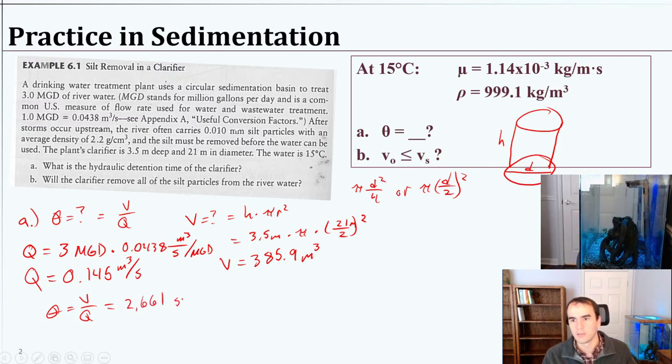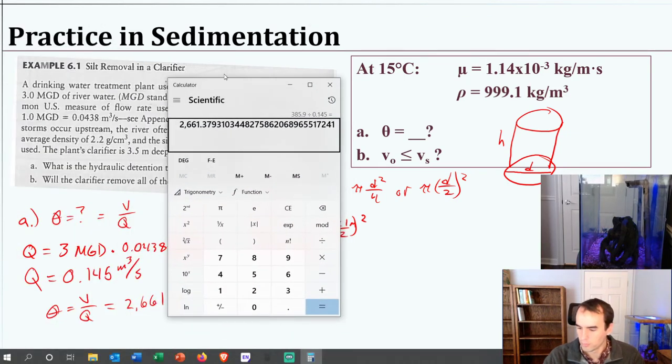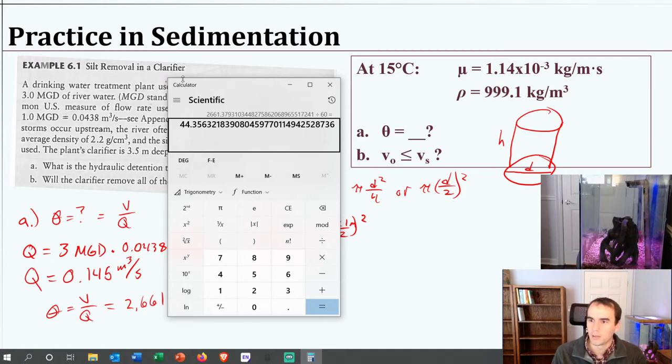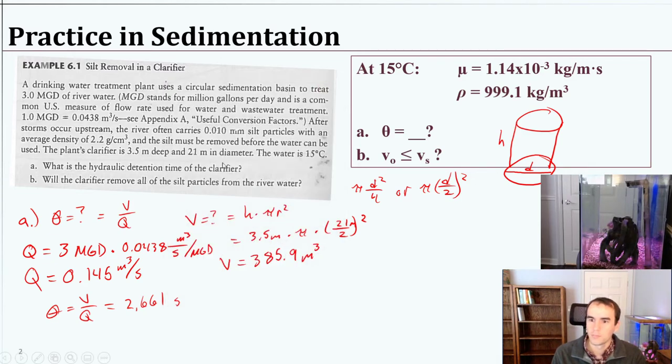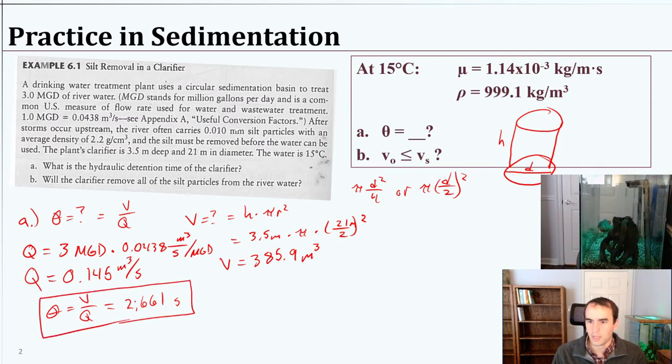And we could convert that into a longer time unit, might make sense. But for the moment, we'll leave it like that. So, you know, we could say divide by 60, that's 44 minutes, or basically 3/4 of an hour. Okay, so that's the answer to part A. That's the hydraulic retention time.